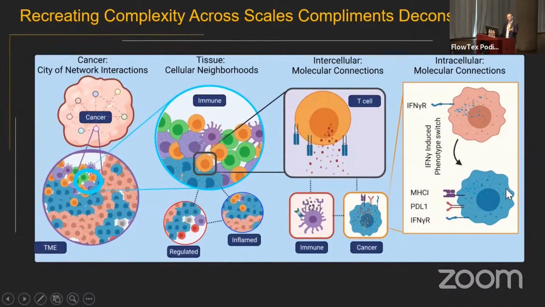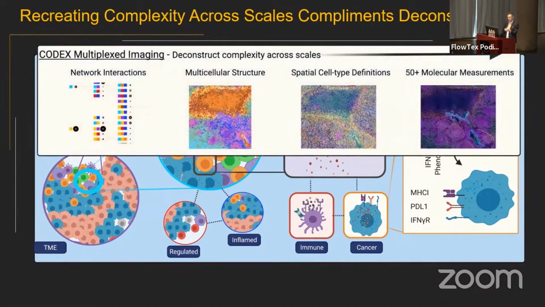So, I started off with this multi-hierarchical view, and Codex multiplex imaging helps us deconstruct tissues in this way, right? We can make 50+ molecular measurements spatially, which allows us to define cell types. Then we can use that to look at cellular neighborhoods and beyond to network interactions.